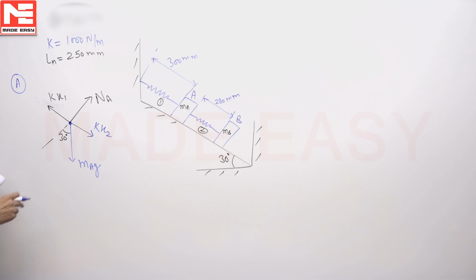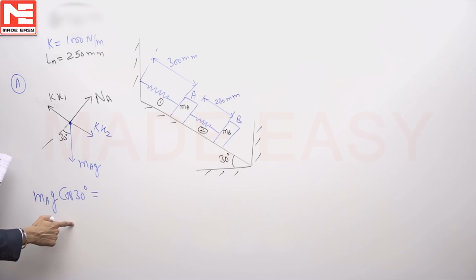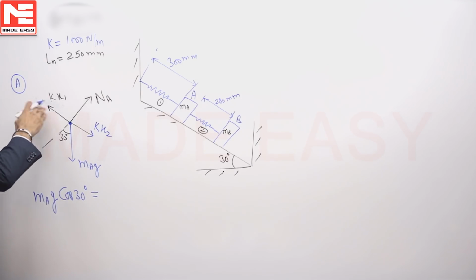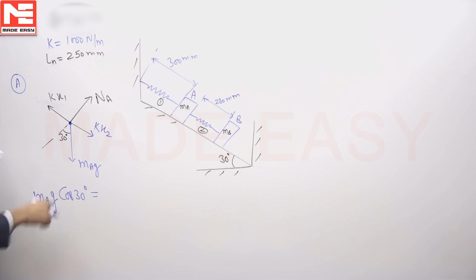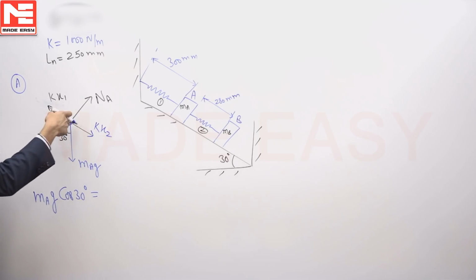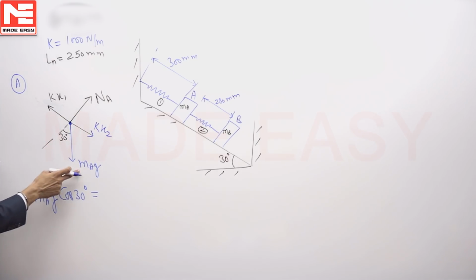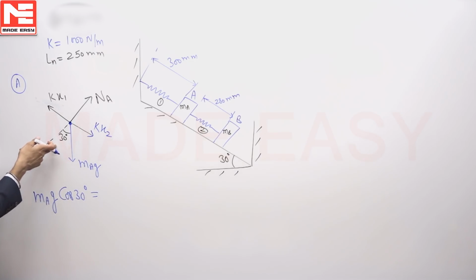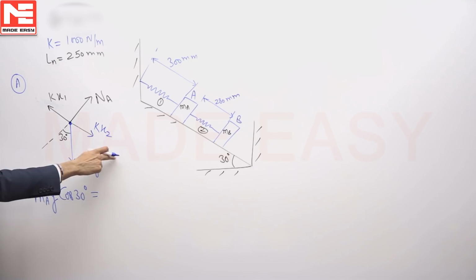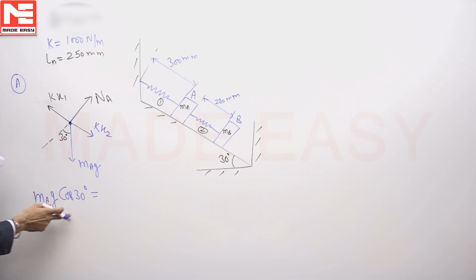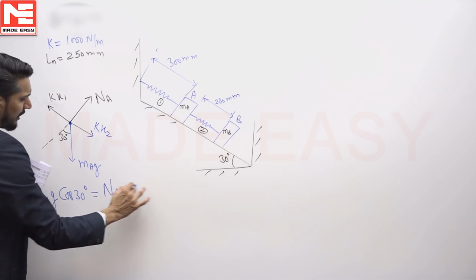Now from here we have 2 equations. If I am going to consider 2 mutually perpendicular directions, I better take them perpendicular to the incline and parallel to the incline. These 3 forces are already in those 2 directions. Now MAg is neither perpendicular to the incline nor parallel, so better to take the components. MAg will have 2 components, one MAg cos 30 perpendicular to the incline, and one MAg sin 30 parallel, down the incline. So MAg cos 30 will be equal to NA. This is our first equation.